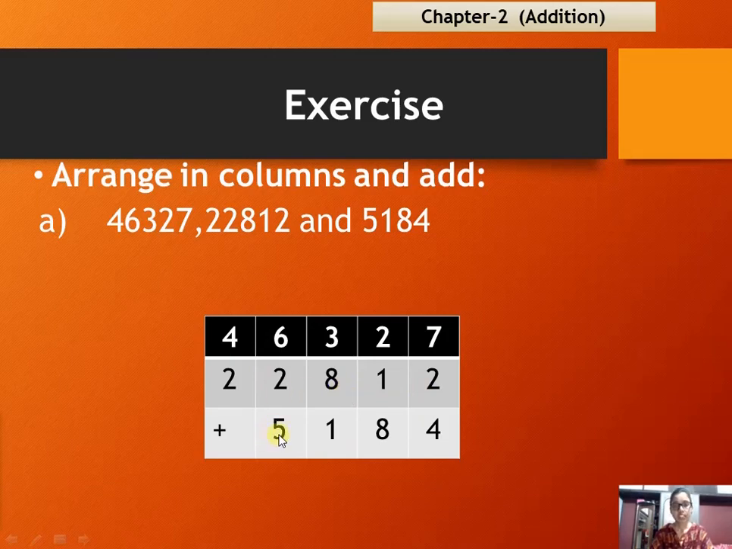As you can see, this 5,184 is a 4-digit number and these two numbers are 5-digit numbers. So how we will arrange these numbers in columns? So you have to keep in mind that we always start arrangement from the right side.